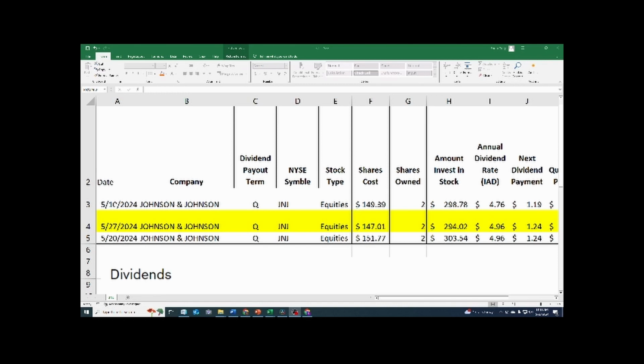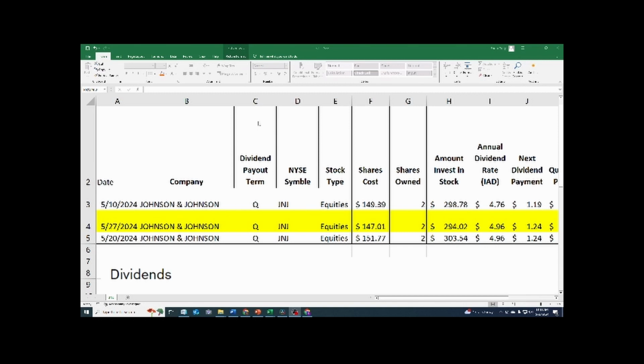So I purchased this Johnson & Johnson stock, which is called an Aristocrat stock, and I will explain what that is after I explain the spreadsheet real quick. Johnson & Johnson is one of the top performing stocks out there that has paid dividends year after year. I bought it in 510. It's the first time I've ever purchased a Johnson & Johnson stock.